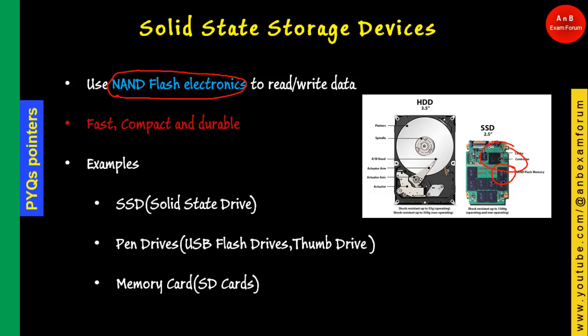And the examples you should know: SSD, the alternative to HDD. Pen drives are also known as USB flash drives, and thumb drives are also solid state storage devices. In other words, they are also secondary storage. And the next one is the memory card, the SD card, which is generally used in mobile phones right now.